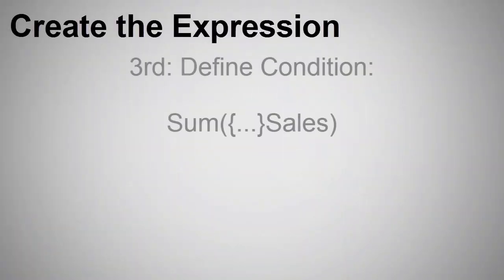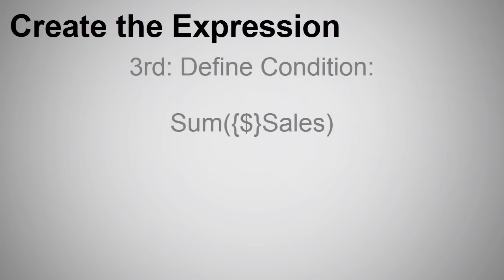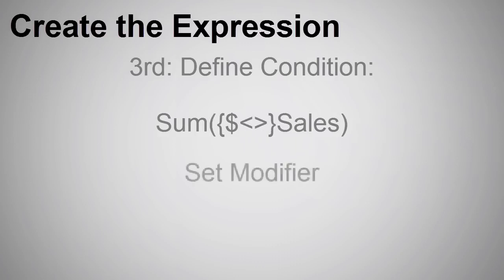Let's respect the current selection that might be made in the UI. And now our expression looks like this. After the $, we add two angle brackets. This is called a set modifier. This is where we define our condition that we want the measure to reflect. Our expression now looks like this.